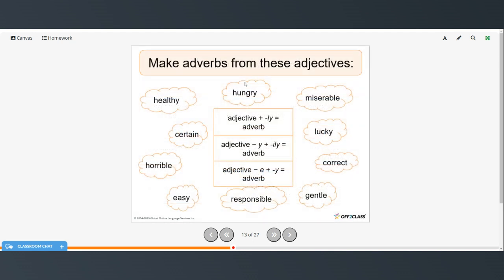Okay, so make some adverbs from these adjectives. So hungrily, miserably, luckily, correctly, gently, responsibly, easily, horribly, certainly, and healthily.